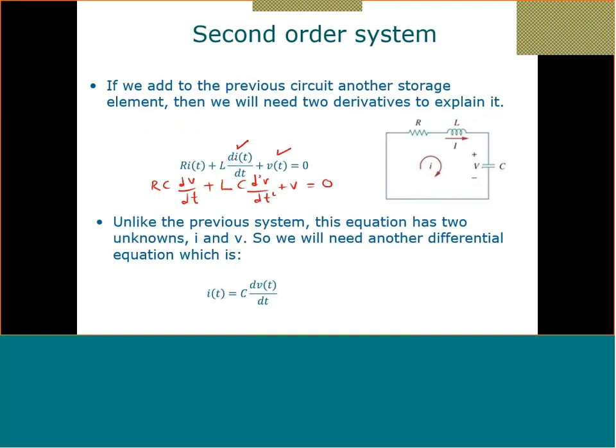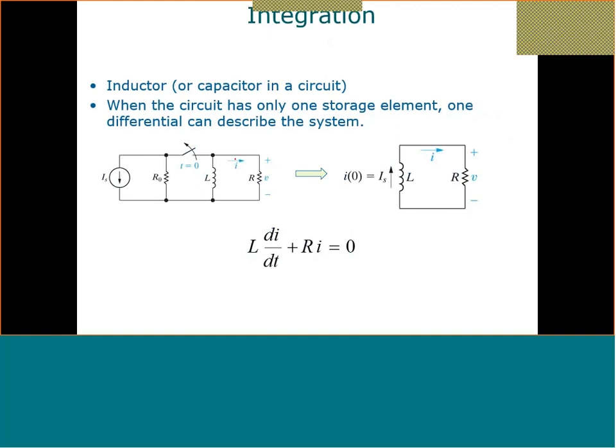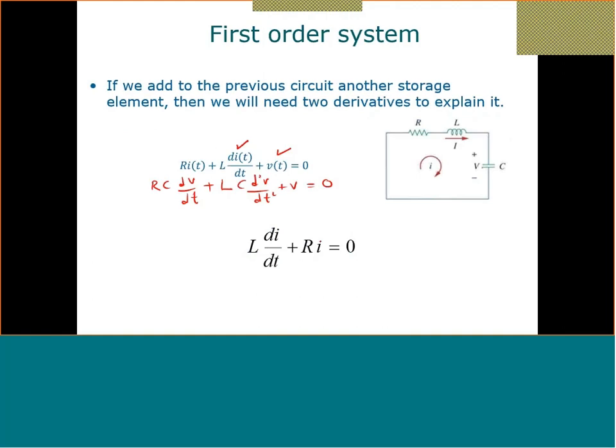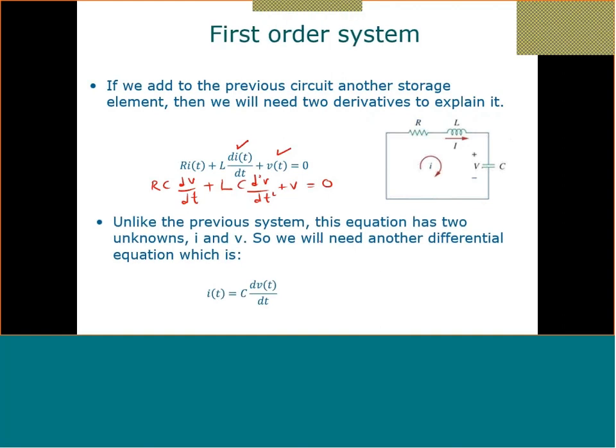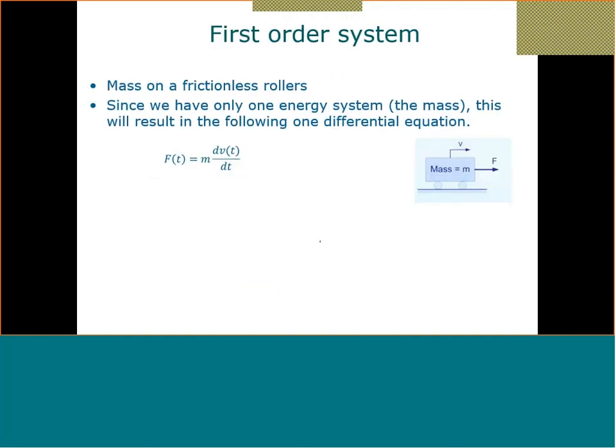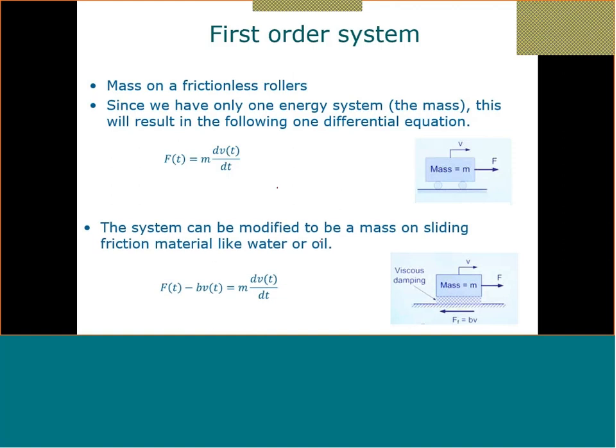Same thing here for the circuit. When we have one energy storage element, we represent that by a first order differential equation. When we have two energy storage elements, then we have to go for a second order differential equation, and other engineering systems are no exception to this. So here, for example, it's more complicated. If we have a friction here, still it is one equation, one unknown, which is the velocity.